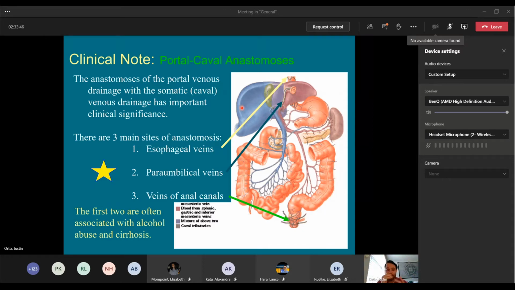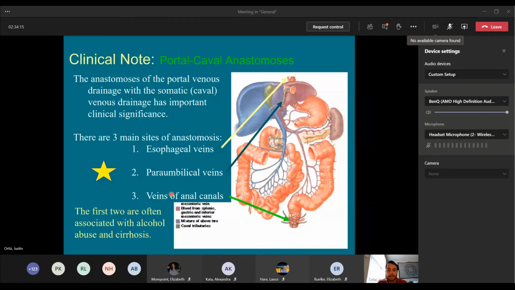So for example, in the esophageal veins, you're going to have anastomoses from your IVC as well as your portal vein. Same with the paraumbilical veins, and same thing with the veins of the anal canal. So these first two are going to be associated with alcohol abuse and cirrhosis. The veins of the anal canal are more so associated with hemorrhoids, while the esophageal veins and paraumbilical veins are more so associated with alcohol abuse and cirrhosis.